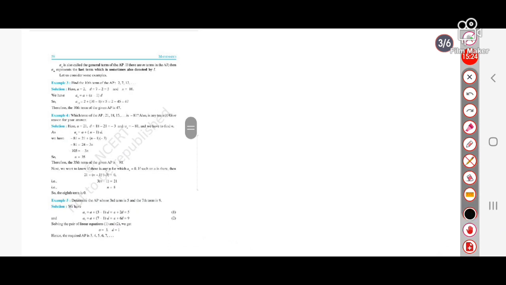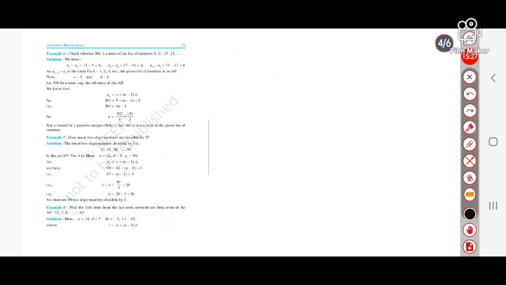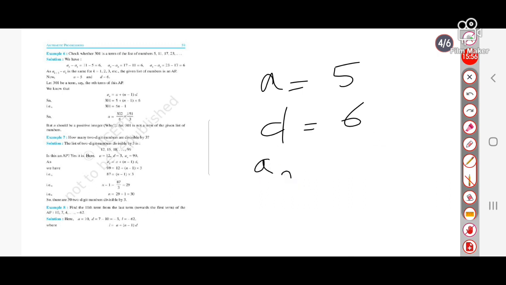Now, example 6. Check whether 301 is a term of the list of numbers that is given. So, okay, A will be 5. Common difference will be 6. Now they are asking us whether 301 is a term. So AN is 301. They are asking whether n comes as a whole number, right? If n is a whole number, then the value is in the sequence, or else it's not.